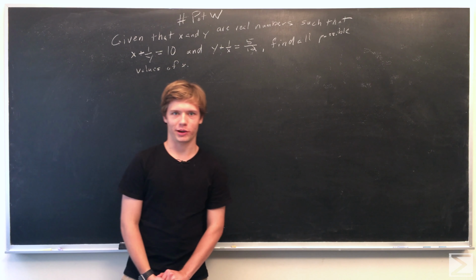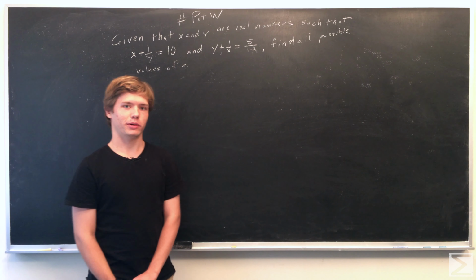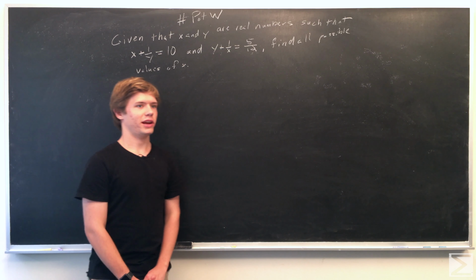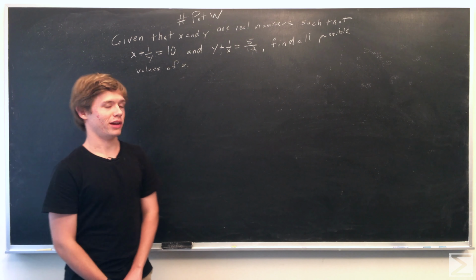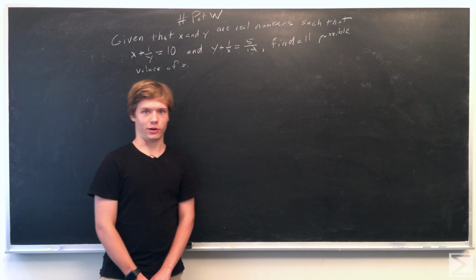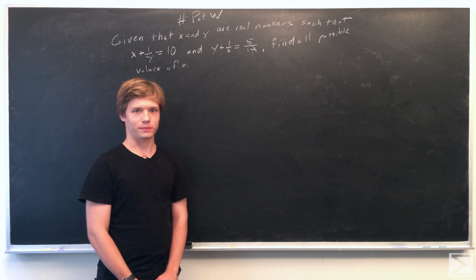For this problem, we are given x and y that are real numbers such that x plus 1 over y is equal to 10 and y plus 1 over x is equal to 5/12. And given this information, we need to figure out all the possible values of x.